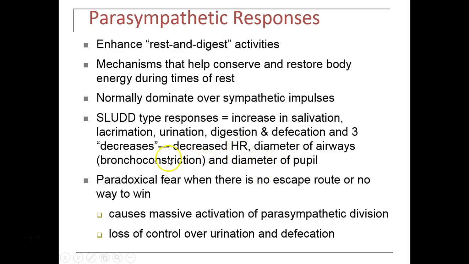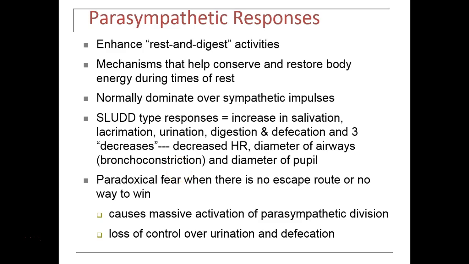The diameter of your airways go down. That's called bronchoconstriction. So our parasympathetic nervous system decreases some of the bronchial tubes a little bit through what we call bronchoconstriction. We also decrease the diameter of our pupil. So your pupil constricts down and gets smaller with parasympathetic output, but it actually dilates and gets bigger with sympathetic output.